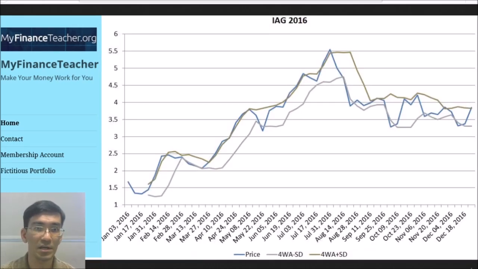based on standard deviation. What I have over here is the price of IAG, that's the weekly price, and this is the blue line. That's the weekly price of IAG for 2016. The lower gray line is the level which is one standard deviation below a monthly average of the price, below a 4-week average of the price. That's the 4-week average minus the standard deviation over the last 4 weeks. And the upper brown line is that same monthly average plus one standard deviation.